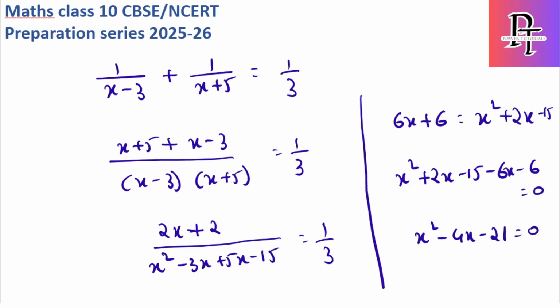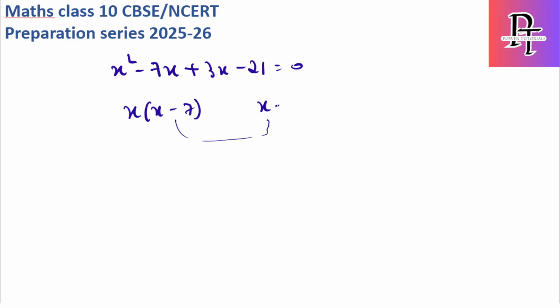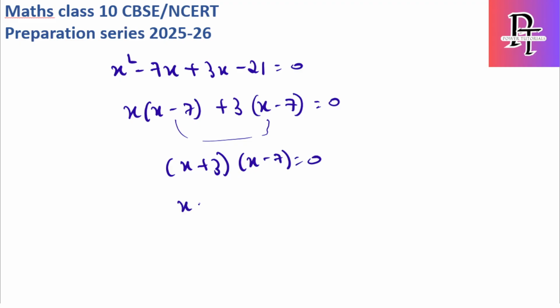So what are the factors of minus 21? I will get minus 7 and plus 3. So this becomes x² - 7x + 3x - 21 is equal to 0. So let's take common x minus 7. The trick I told you, if you see my previous videos, I will directly write x minus 7 first. Then I will see what I have to write. I have to write plus 3. So (x + 3)(x - 7) is equal to 0. So the x values are minus 3 comma 7. Age cannot be negative, so the only answer is 7.